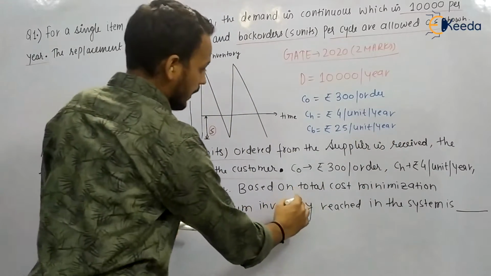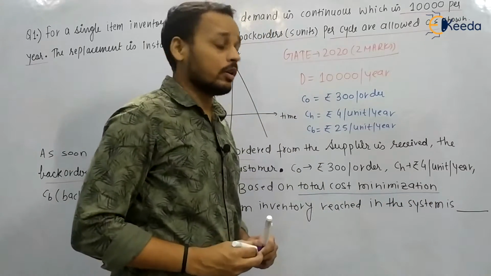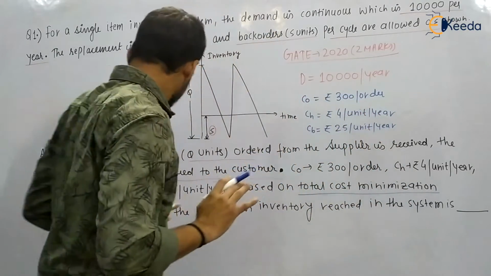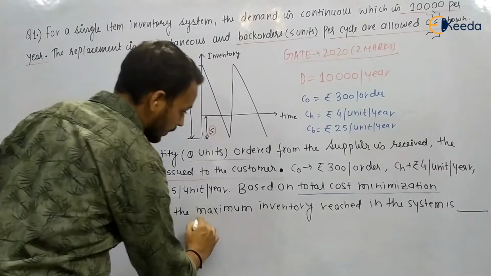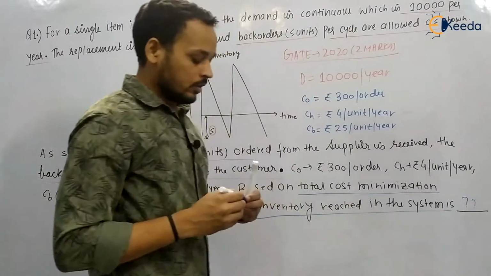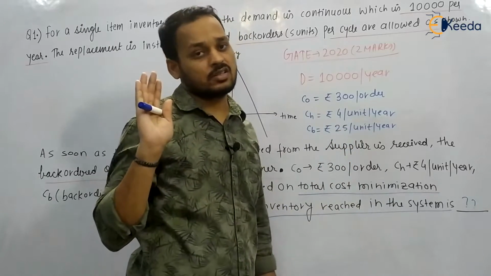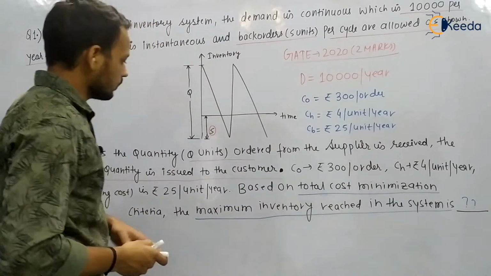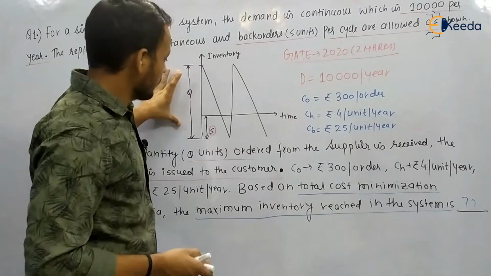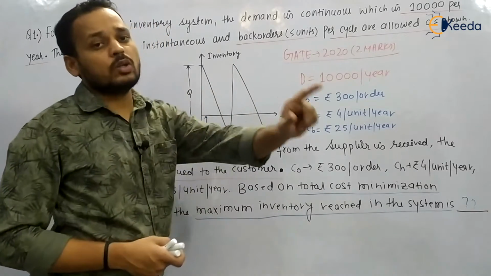So they are asking based on total cost minimization criteria, the maximum inventory reached in the system is dash. So they are asking that if the total cost is to be minimized, then find the maximum inventory which is reached in the system. Basically this is the ordered quantity, and it is being received from the supplier. And when it is received from the supplier, the back order quantity is supplied to the customer.